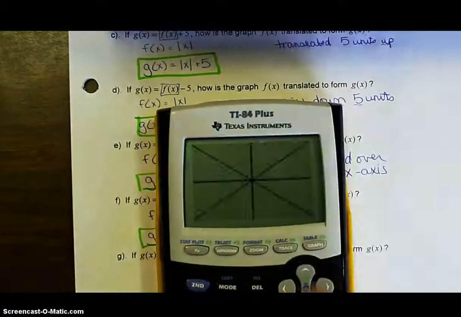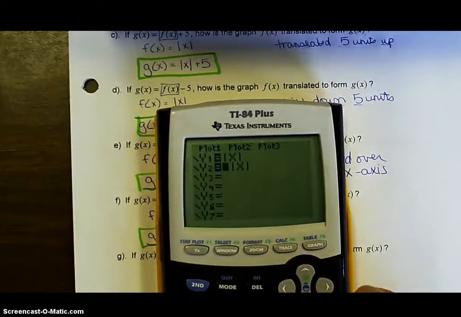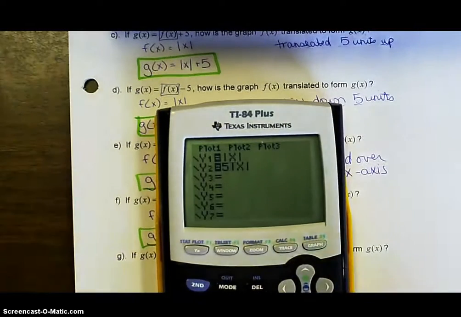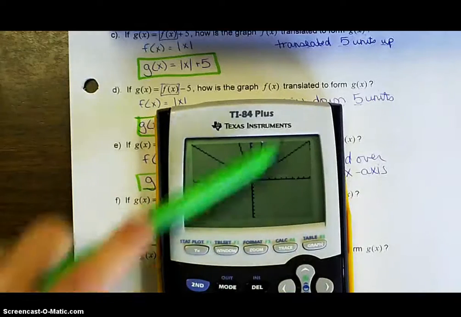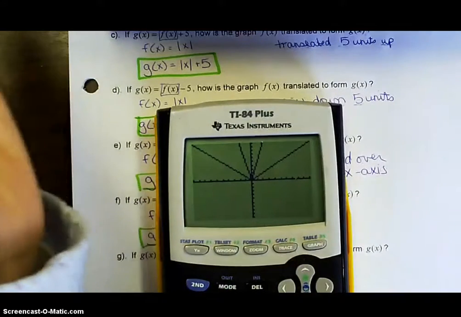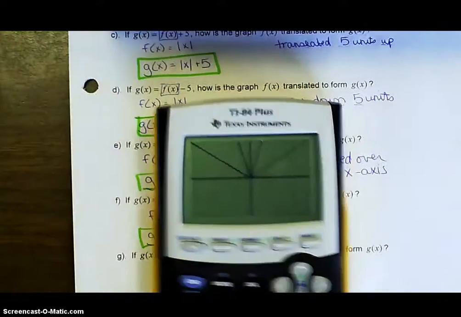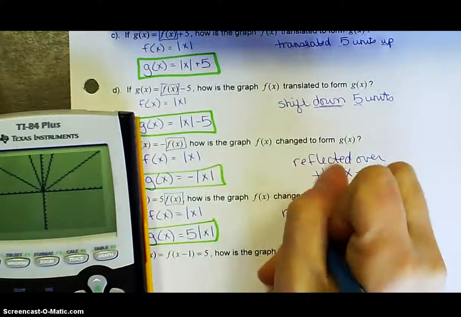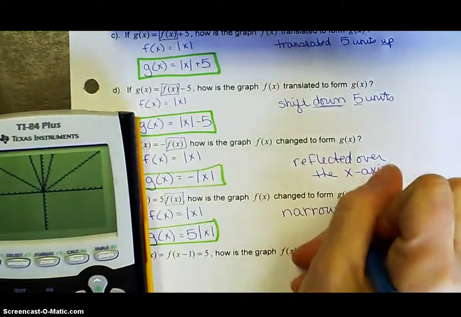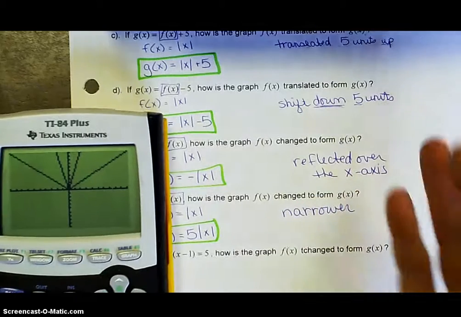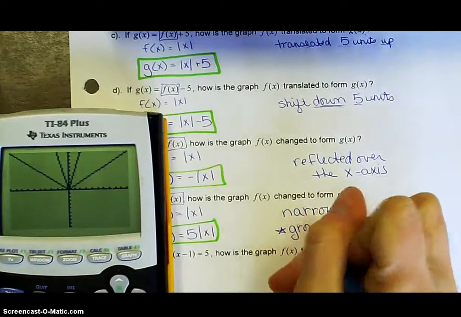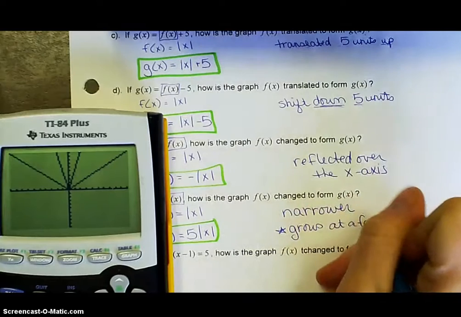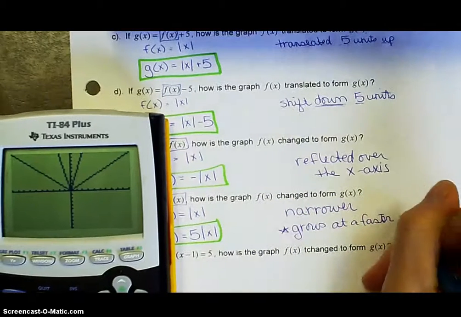Let's see what happens when we do that. So I'm going to come down here. I'm going to change that negative to a 5 and hit graph. So there's my original, and here's my new one. So what happens? It becomes narrower. A lot of us like to say it's narrower or it's skinnier, but what does that actually mean? It means it grows at a faster rate of change.